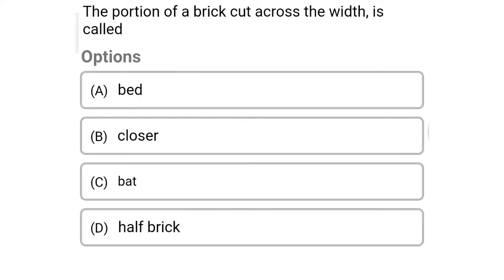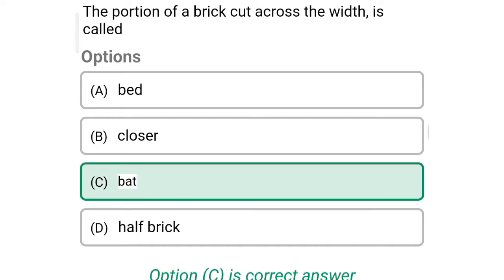So next question, the portion of brick cut across the width is called option A bed, option B closer, option C bat, option D half brick. So the correct answer is option C bat.